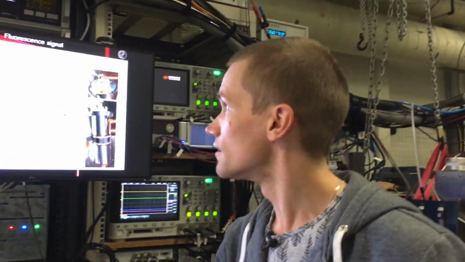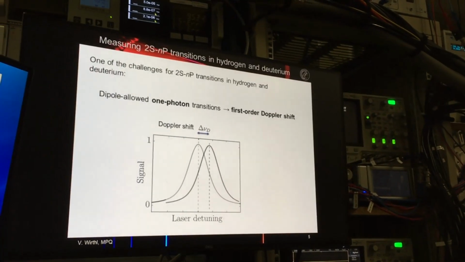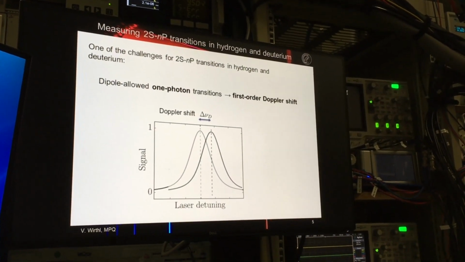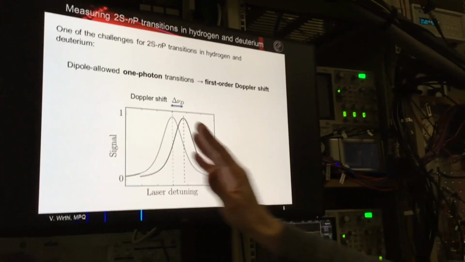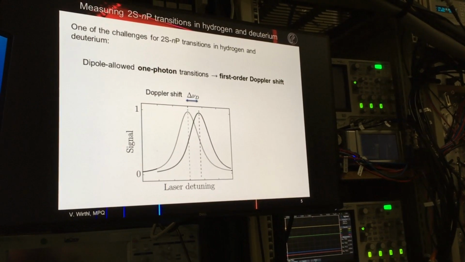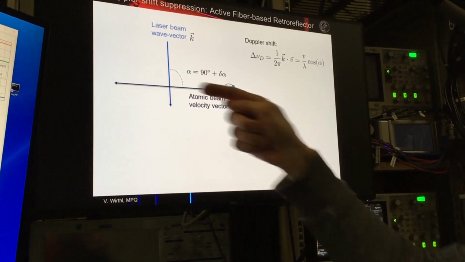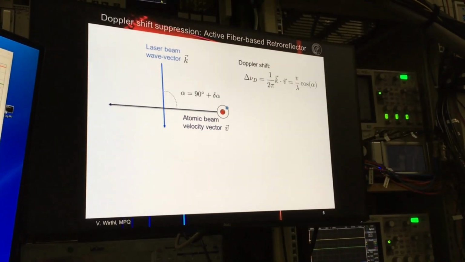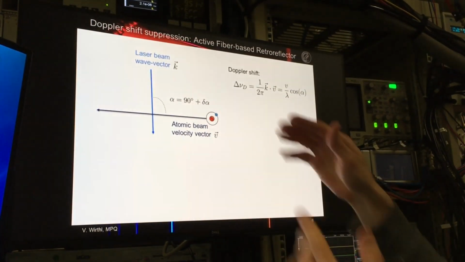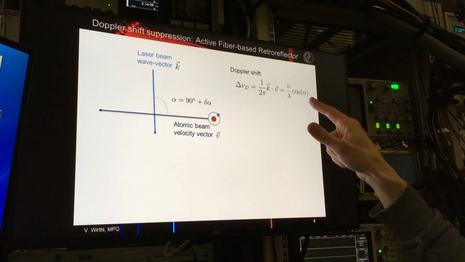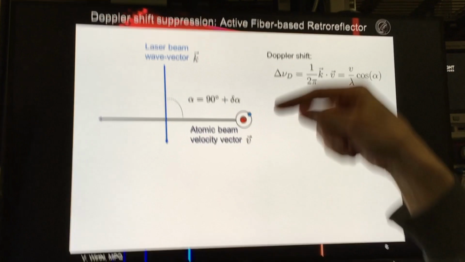Yeah, so one challenge for measuring the 2S-nP transitions is that these are dipole-allowed one-photon transitions, and that means we have to deal with the first-order Doppler shift. So the shift of this resonance line proportional to the velocity of atoms. And now if you actually imagine an atomic beam with a velocity vector and a laser beam with another wave vector k with an angle of alpha with respect to each other, then the Doppler shift is proportional to the velocity times the cosine of the angle between the atomic beam and the laser beam.